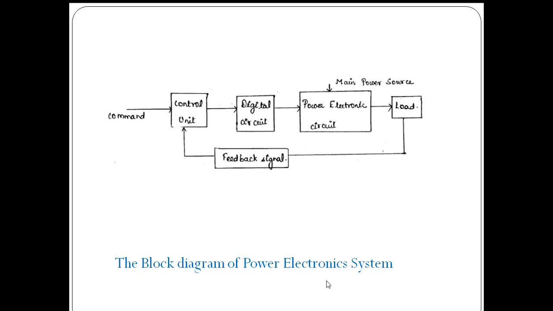So accordingly, as per the requirement, we are using the concerned electronic device which is connected to the main source. The main source may be either in the form of alternating current or direct current. That will be given to a load circuit. The load may be in the form of AC or DC, a variable load or a constant load. Accordingly, this circuit will operate. So this is the block diagram of the power electronic system.